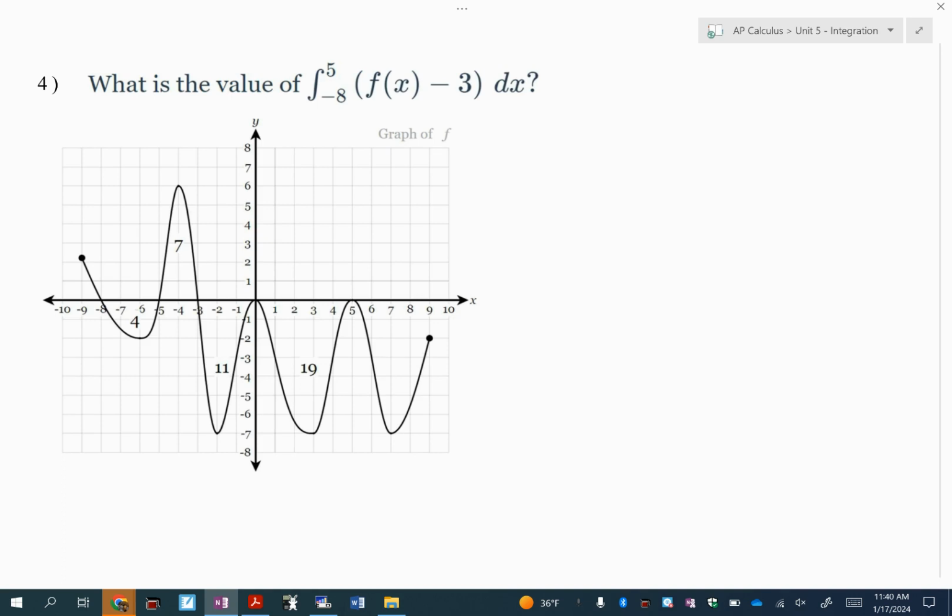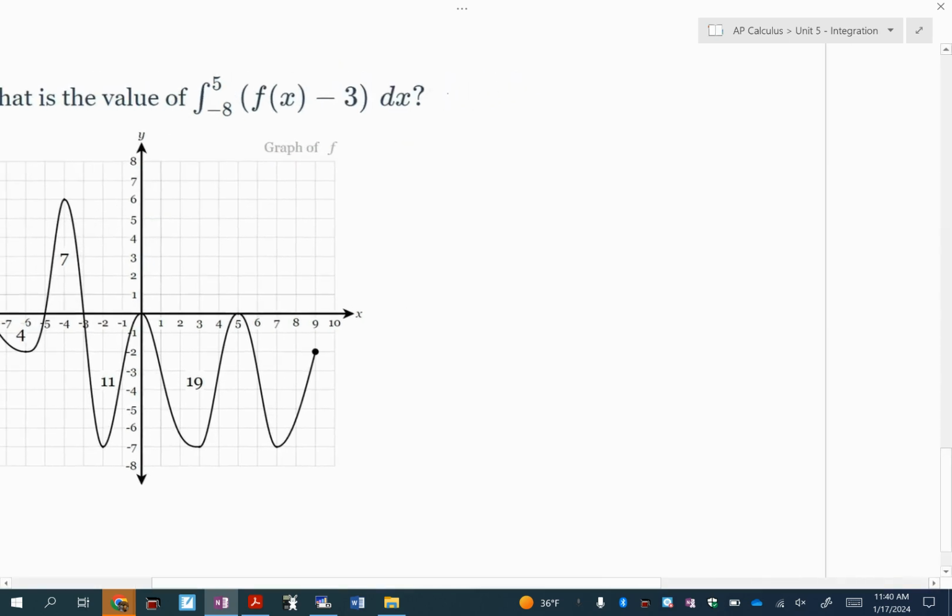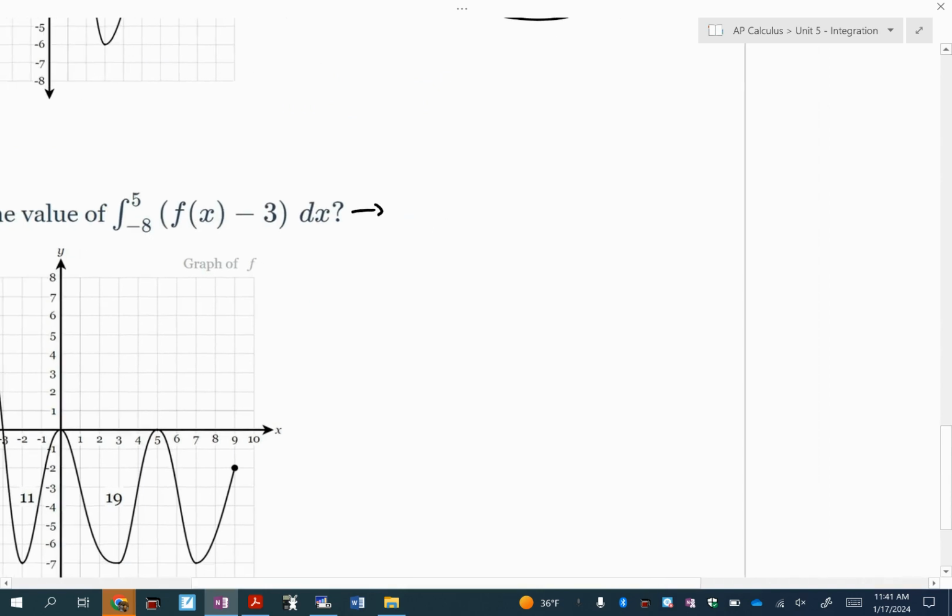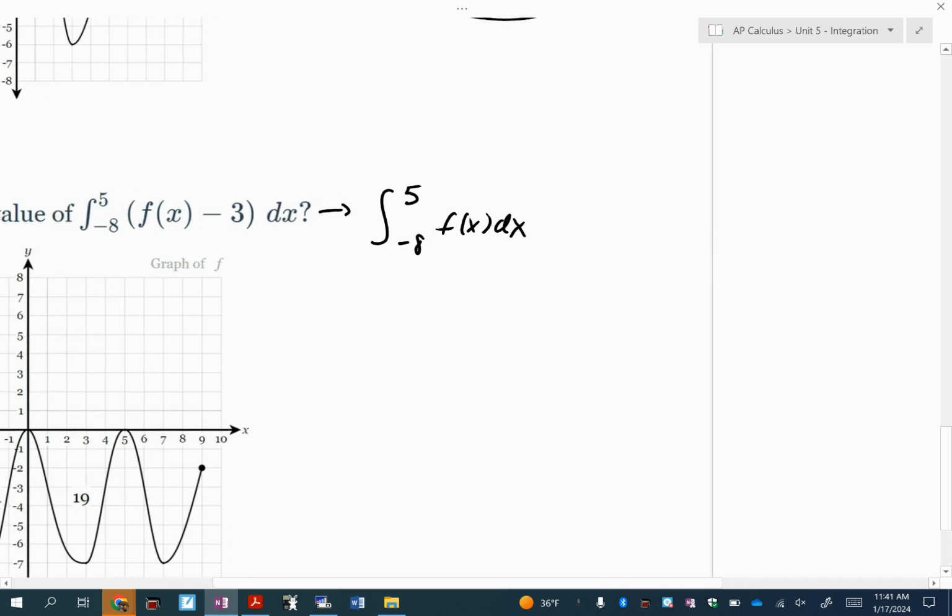It has, in parentheses, -3. So what I want you to do is rewrite this as 2 integrals. The first one is -8 to 5 of your function. And then one of our properties I stated was if you have 2 things in your parentheses, you can subtract, or Angel, if you wanted to write plus the opposite, I don't care. Subtract the same integral, but here's where I'm going to put 3 dx.